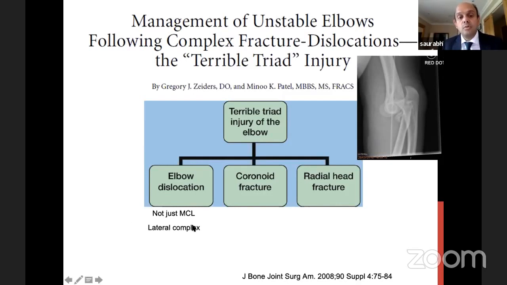So the MCL goes, the LCL goes, and then either there'll be a coronoid fracture or an anterior capsule injury: a pure soft tissue capsule avulsion, or a flake of coronoid which takes the capsule with it, or a big chunk of coronoid. And then finally a radial head fracture. So these are the 4 injuries in our elbow dislocation. You can see here, let's say both ligaments are gone. The radial head is fractured. And here it looks like a pure capsular avulsion.